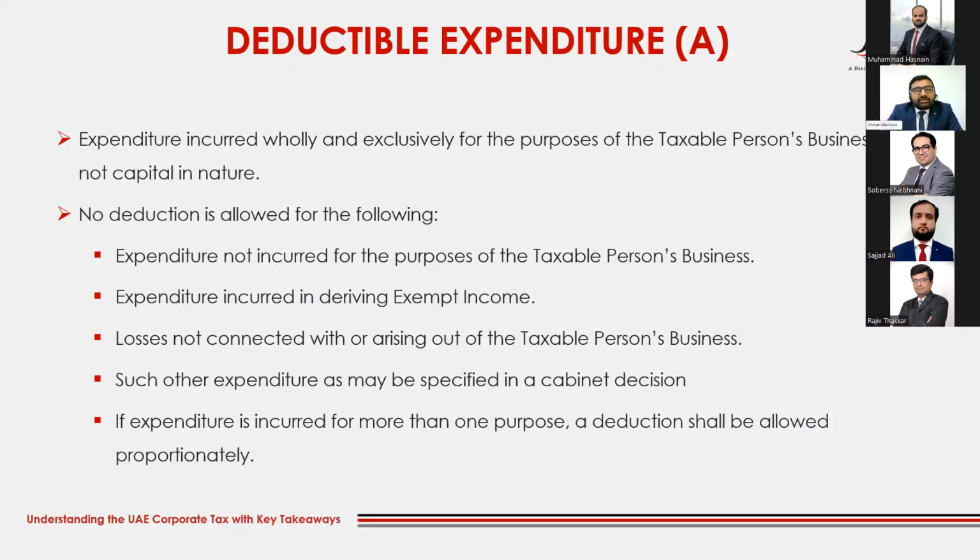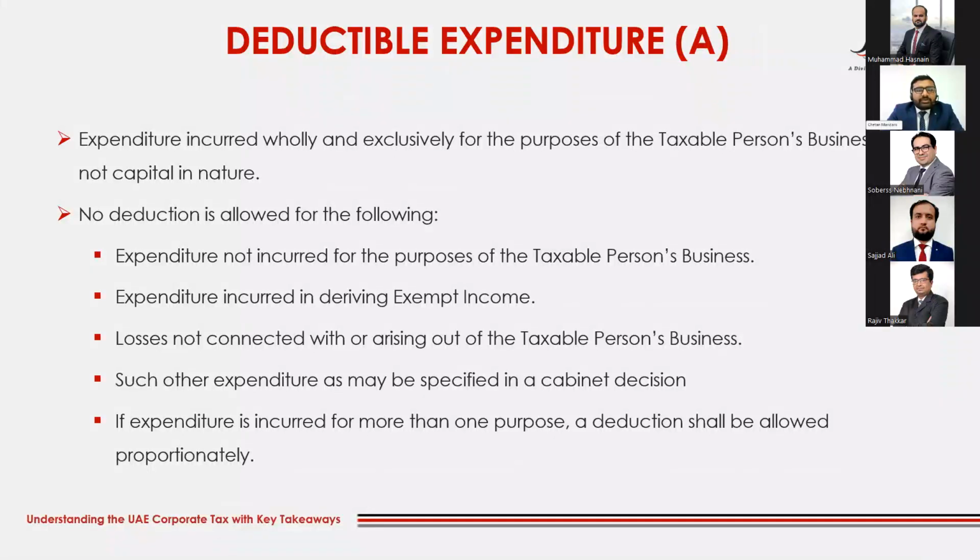There are certain transactions for which the deduction will not be allowed. So what are these transactions? The first one is that it is not incurred for the company's business purpose. So if you have any expense which is not for the company's business purpose, it will not be allowed to deduct. Second one is expenditure incurred for earning exempt income. As we understood in the previous slide, that exempt income is not taxable, hence the expenses to earn that income are also not deductible. Third one is losses arising out of the taxable person's business that is not connected with the business purpose.